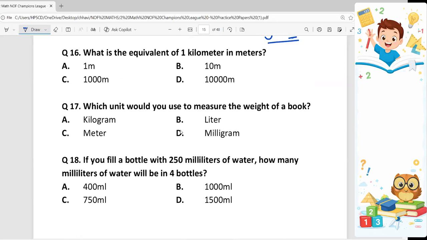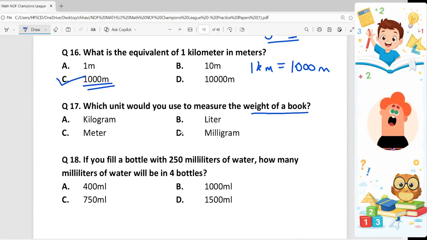What is the equivalent of 1 kilometer in meters? So 1 kilometer is equal to 1000 meters. Okay. So the correct answer is over here. Option C, 1000 meters. 17th, which unit would you use to measure the weight of a book? Weight of a book will be measured in kilograms. So the answer is option A. Because milligram is too small to weigh a book, and liter and meter are not the units for measuring a book.